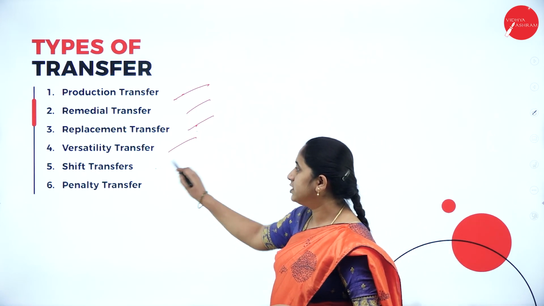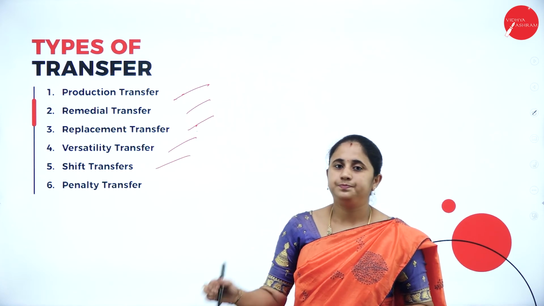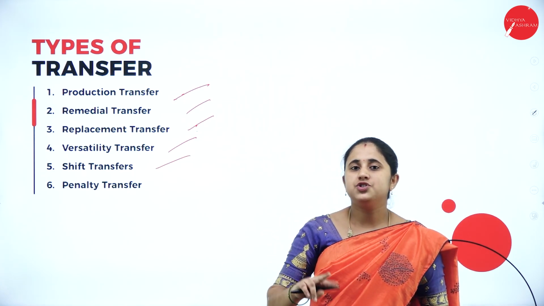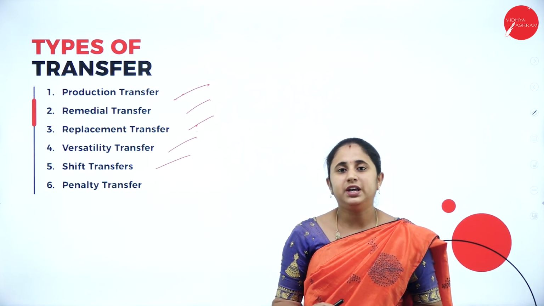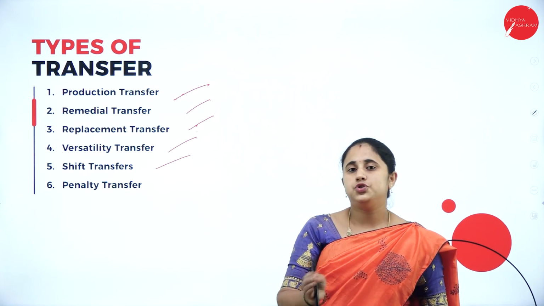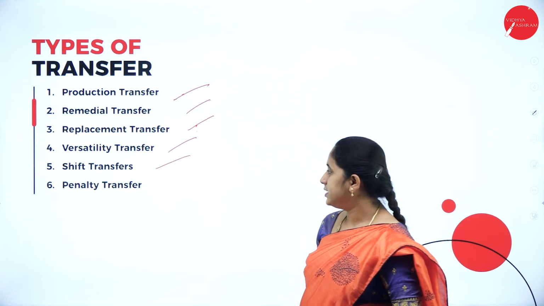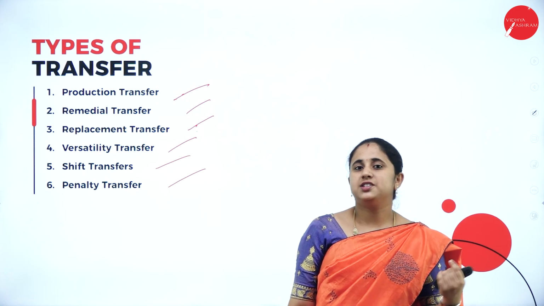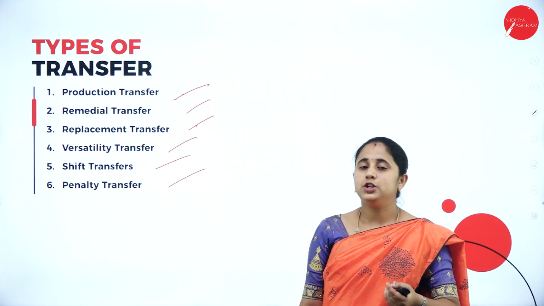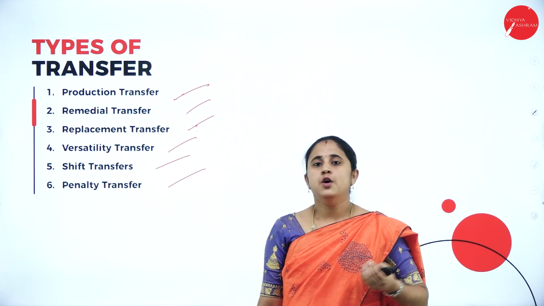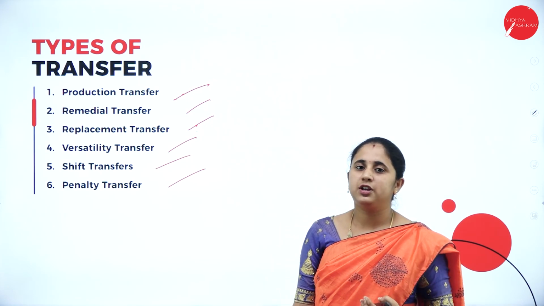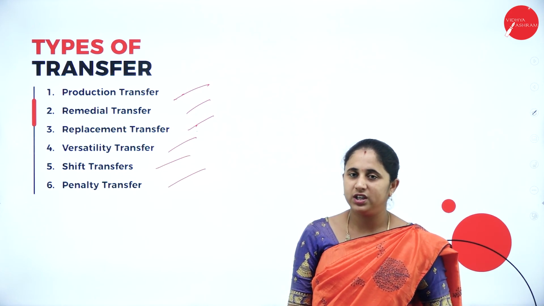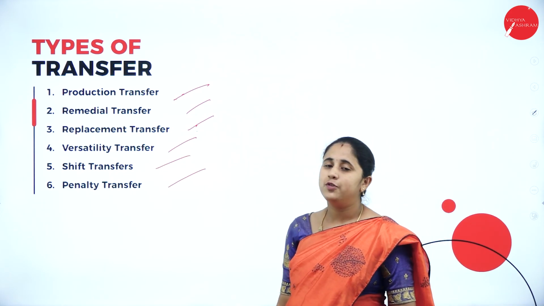Next one, shift transfer. Shift transfer is based on mutual agreement, mutual understanding. You can transfer the shift based on their mutual understanding. Next one is penalty transfer. As I told you earlier, it is punishment. Organizations can use this method as a punishment or penalty for the employee. They can transfer to a remote area in order to punish the employee. So these are all the types of transfer.